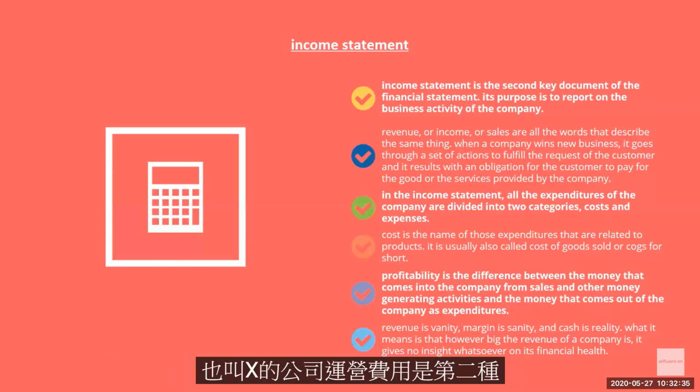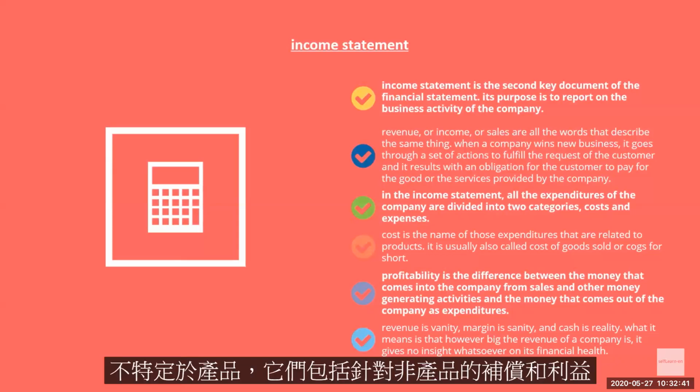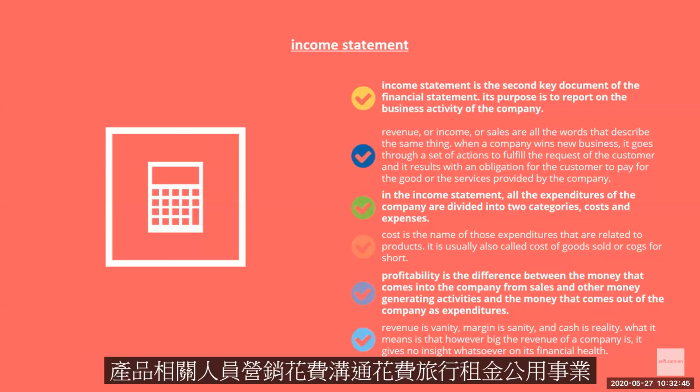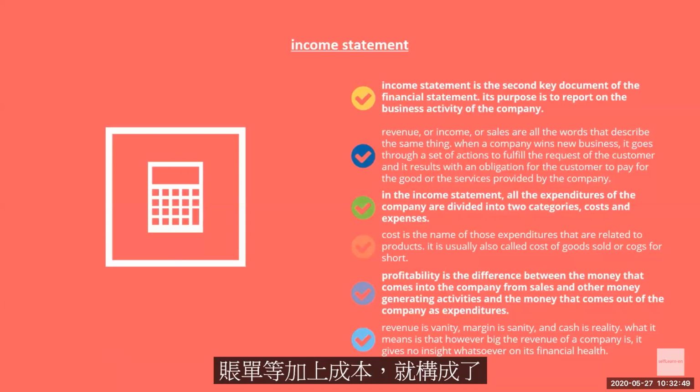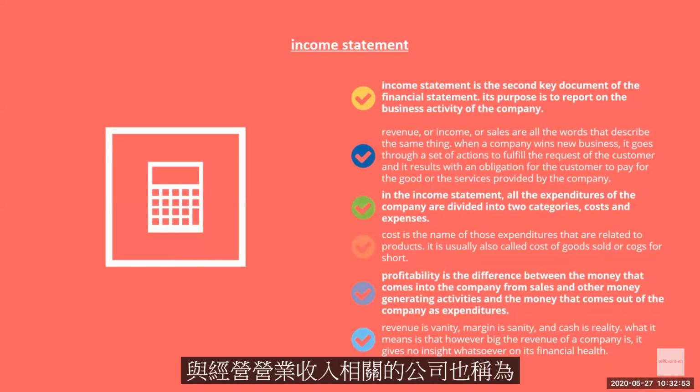Operating expenses, also called OPEX, are that second kind of expenditures. Those expenditures are key to the operations of the company, but are not specific to products. They include compensation and benefits for non-product related staff, marketing spends, communication spends, travel, rent, utility bills, and so on. Added together with costs, they form the expenditures of the company that are related to running the business.